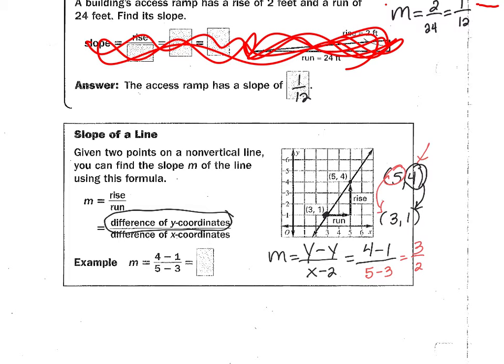And it doesn't matter which one you pick. If I would have said 1 minus 4, if I started here and went 1 minus 4, I would have to take 3 minus 5. It's still going to be the same thing. I'd have negative 3 over negative 2, which is 3 over 2. And we know since it tilts right, it's positive anyway.